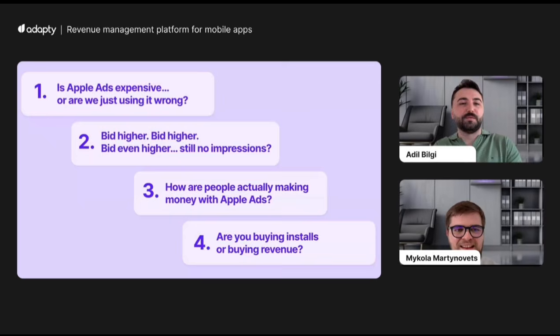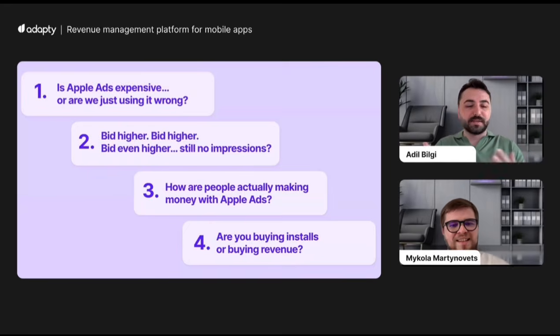So let me frame the session. We divided it into four questions. These are the questions that we receive most of the time from our audience, existing clients, and maybe guys new to Apple Ads. The first thing that comes to mind is: is Apple Ads really expensive, or are we just using it in a wrong way? Maybe that is also a question you might have in your minds.